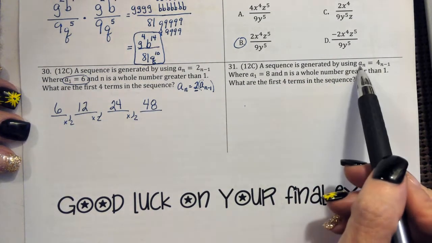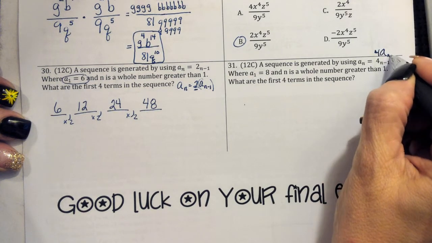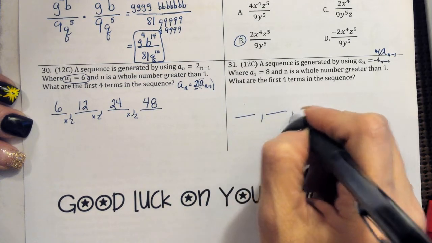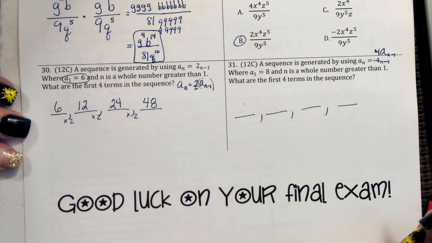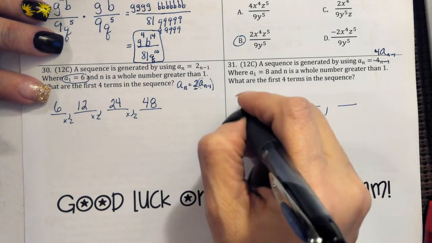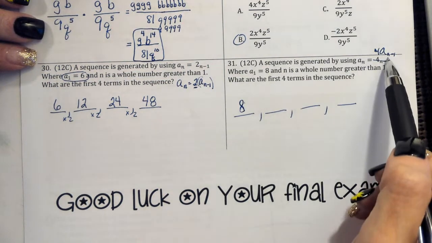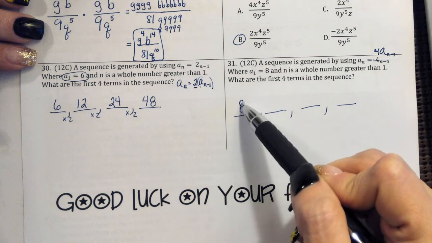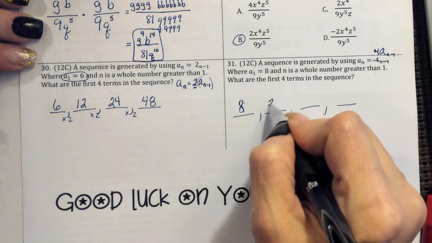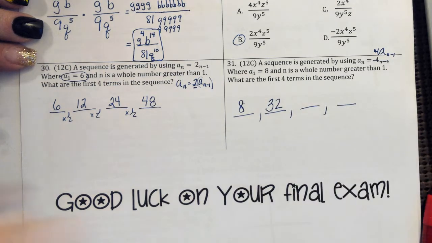A sequence is generated by using this, and again, hopefully this says 4 times a sub n minus 1, where a sub 1 is 8. What are the first 4 terms? I know the first term is 8, and to get the next term, I go to the term before it, and I multiply by 4. 8 times 4 is 32. You keep going. 32 times 4, and then that times 4. We'll give you that one.